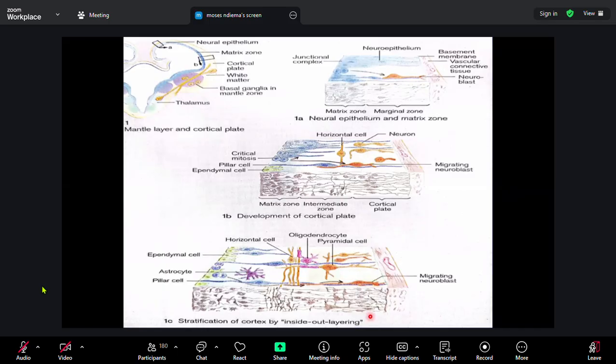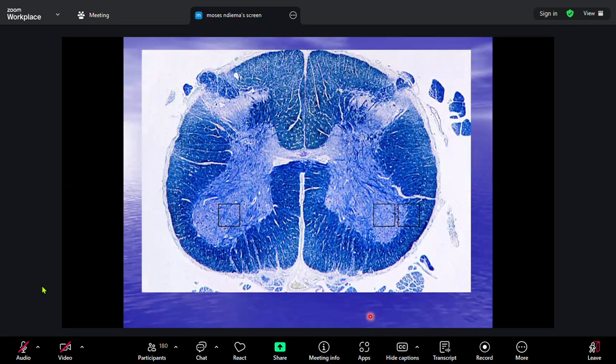This is our spinal cord. And you can see from here, the gray matter here is on the inside, the white matter on the outside. We have here our central canal, and the central canal is lined by ependyma, which are the remnants of the matrix zone. And then this is from the basal plate.